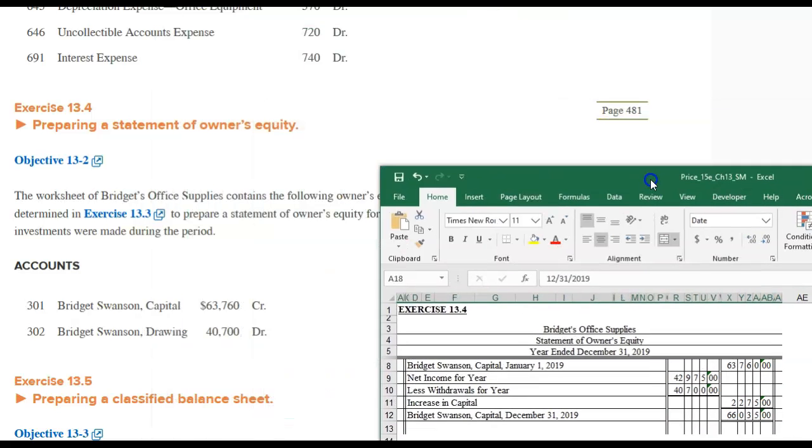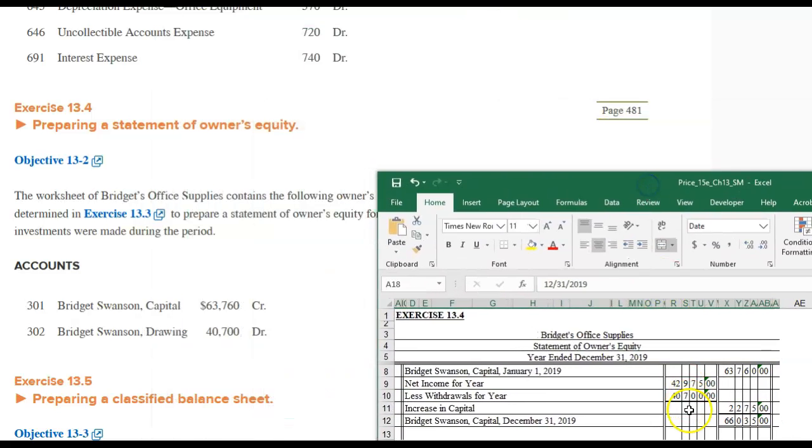There's your statement of owner equity. We got the 42,975 income from the worksheet. We have the capital from the book, 63,760. We have the withdrawals for the year right here, 40,700. The increase in capital would be the difference between the two. Then we add that to the capital that we have now. So we had 63 and now we have $66,000 worth.